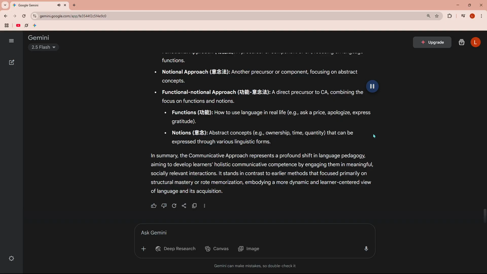In summary, the communicative approach represents a profound shift in language pedagogy, aiming to develop learners' holistic communicative competence by engaging them in meaningful, socially relevant interactions. It stands in contrast to earlier methods that focused primarily on structural mastery or rote memorization, embodying a more dynamic and learner-centered view of language and its acquisition.